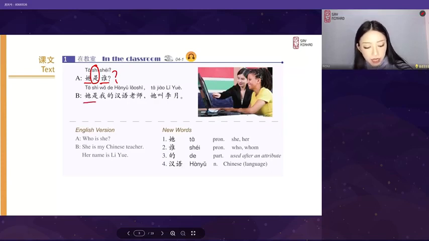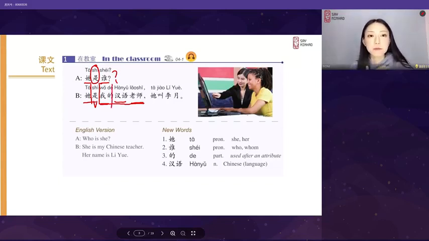And B answered, 他是我的汉语老师. So here first, the subject is 他, she, and the verb is 是, to be, and 我的汉语老师 is the object. 我的 means my, 我 means me and I, and 的 we just learned, it means something or someone belongs to something or someone, so 我的 means my. And 汉语老师 is Chinese teacher, okay, Chinese teacher.